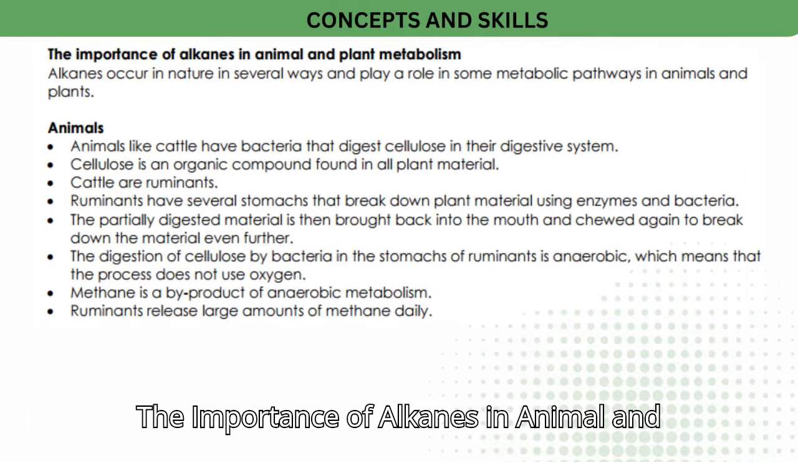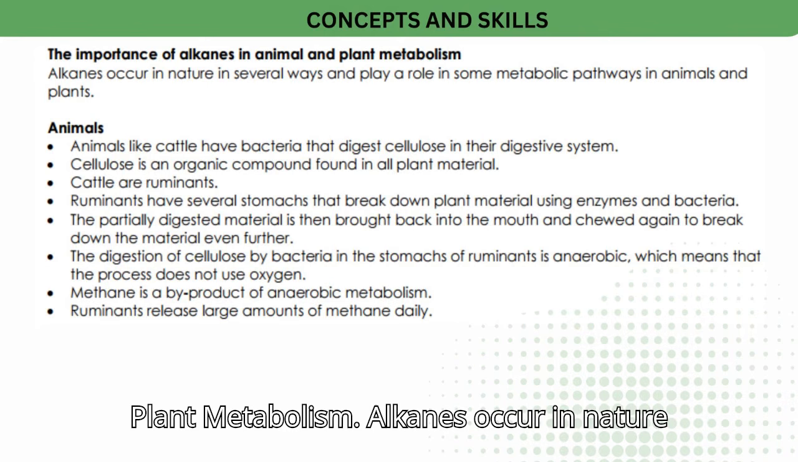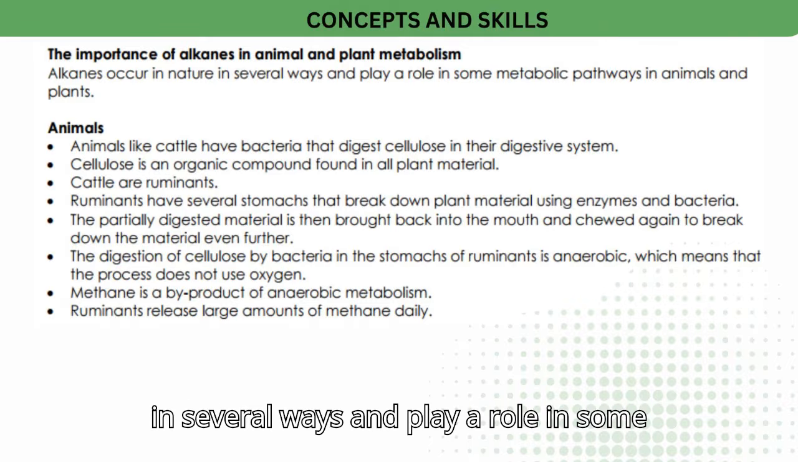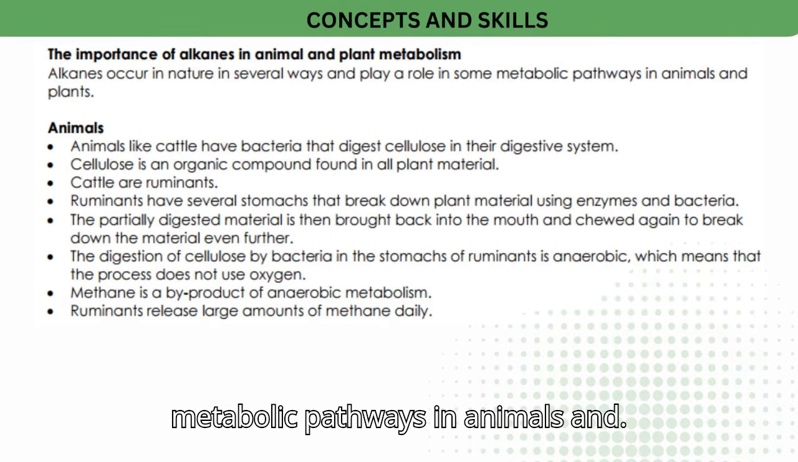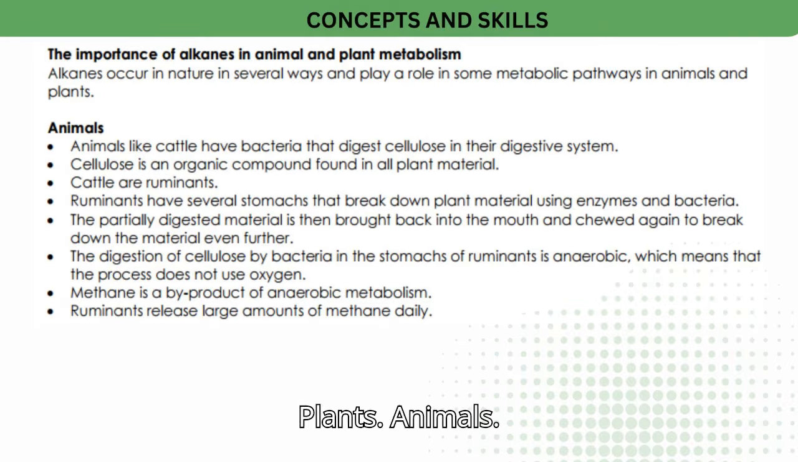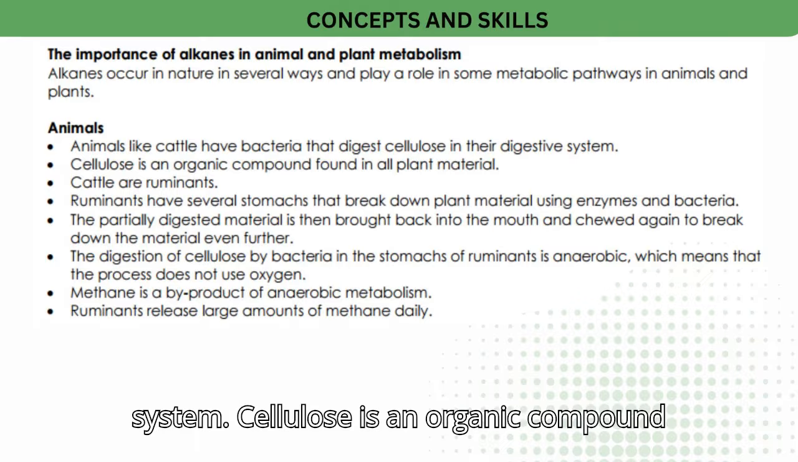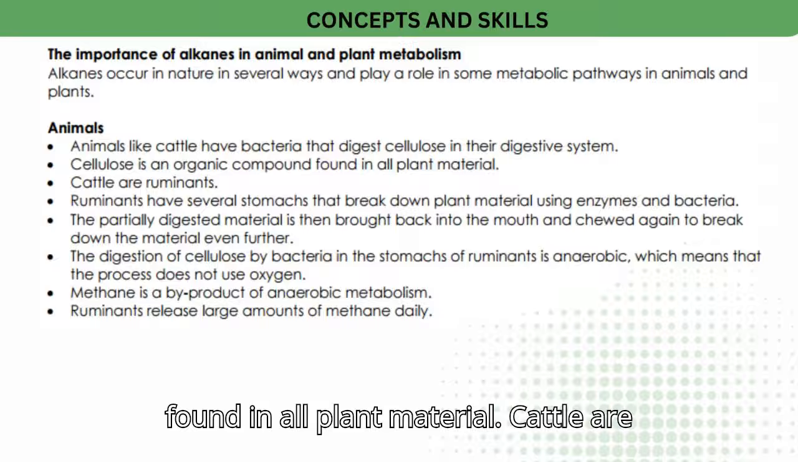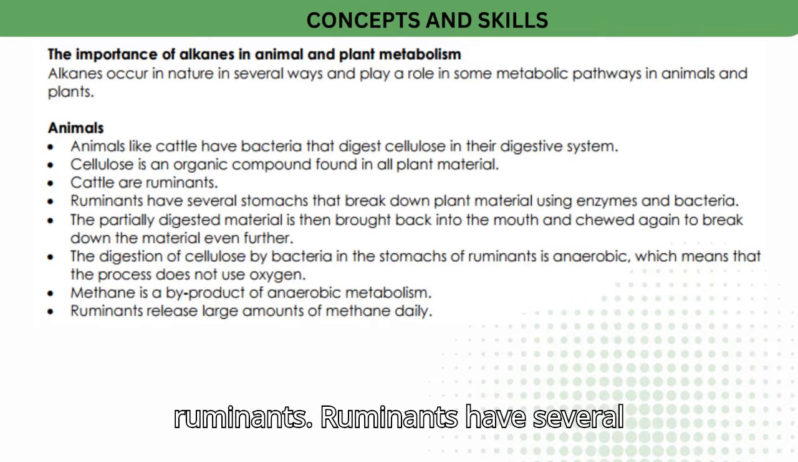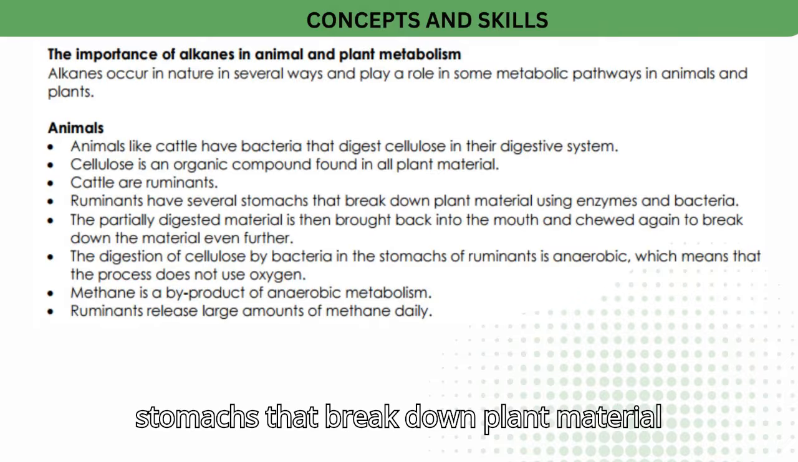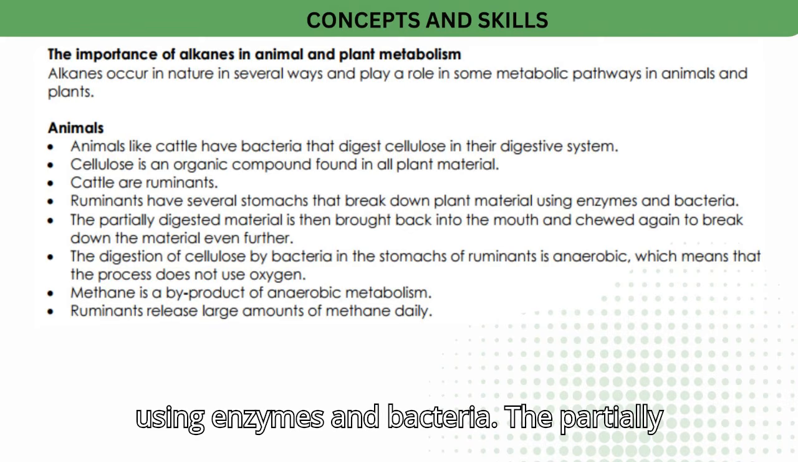The importance of alkanes in animal and plant metabolism. Alkanes occur in nature in several ways and play a role in some metabolic pathways in animals and plants. Animals. Animals like cattle have bacteria that digest cellulose in their digestive system. Cellulose is an organic compound found in all plant material. Cattle are ruminants. Ruminants have several stomachs that break down plant material using enzymes and bacteria.